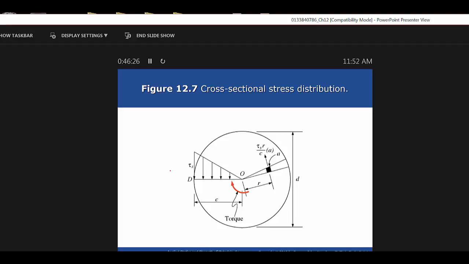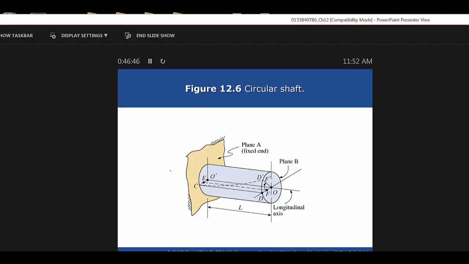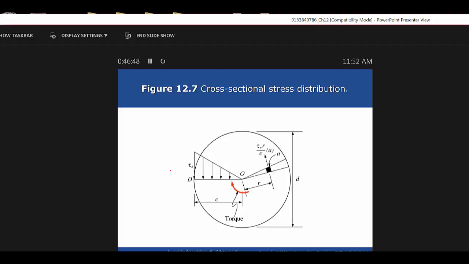And it's a linear proportional amount there, as shown by that triangular shape. So you can predict that a little bit better, depending on where you're at on that shaft. The distance R in that picture is the same as the distance OF in the previous slide.